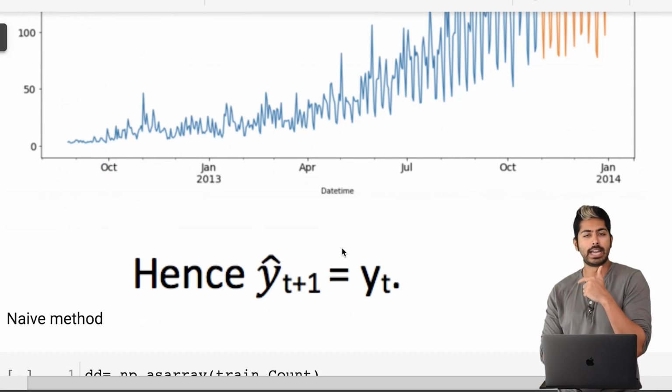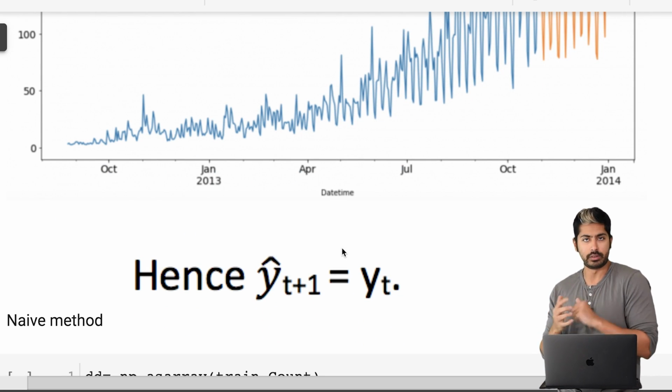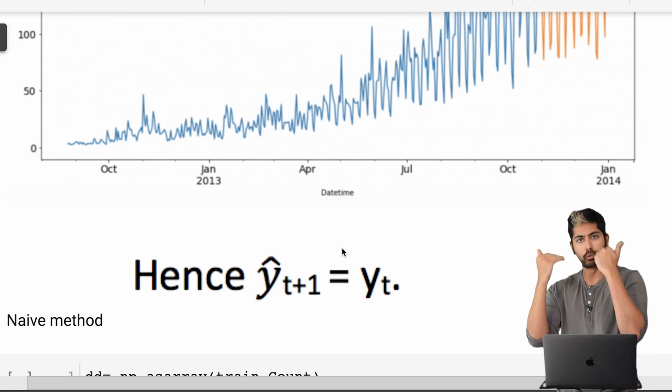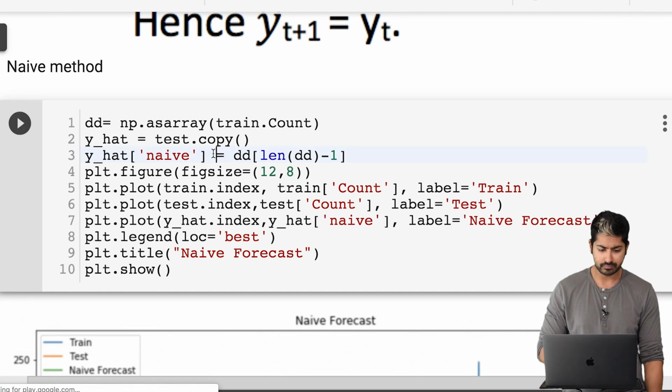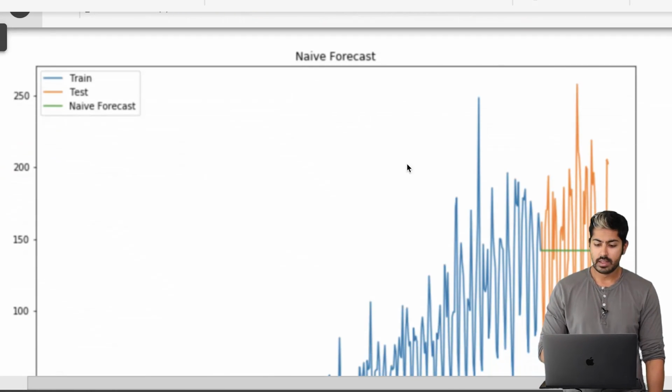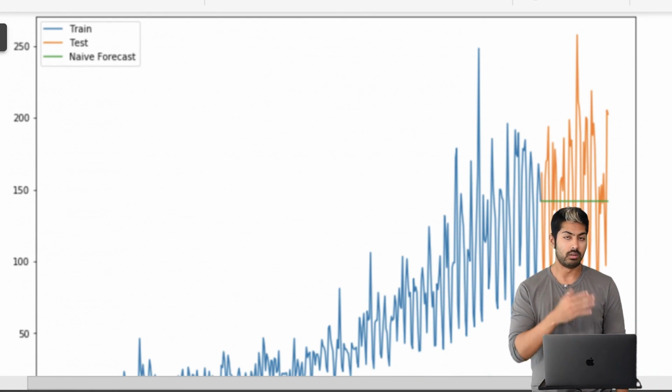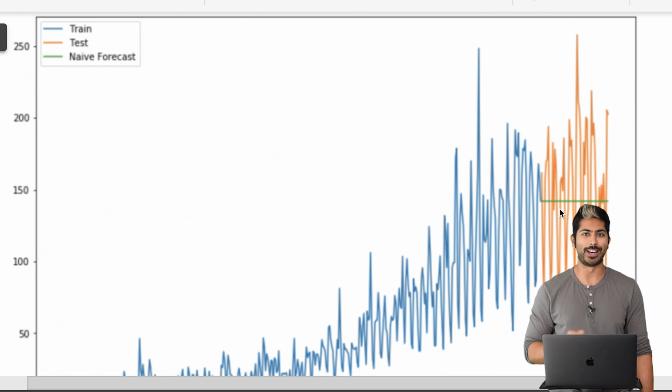So that is called the naive strategy. And this is what the equation looks like: y hat t plus 1 equals y at the previous time step. And it turns out if we do that, here is that strategy, this is the result. Here's our prediction. So clearly it's bad. So how do we improve on it?